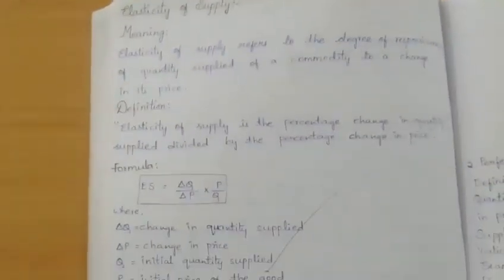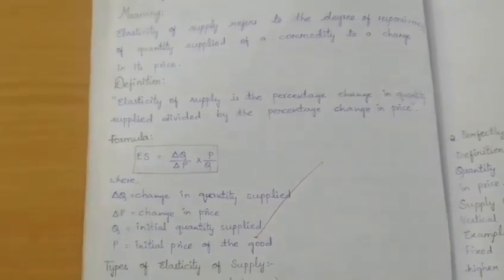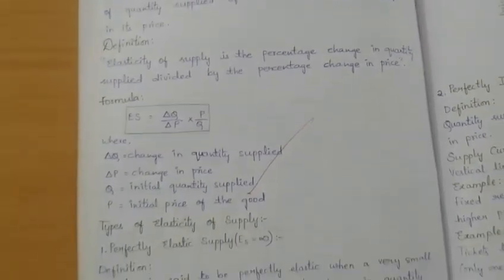Elasticity of supply. Elasticity is the same type as we had for demand. We again have 5 types of elasticity of supply: perfectly elastic supply, perfectly inelastic supply, relatively elastic supply, relatively inelastic supply, and unitary elastic supply. If you do the same thing for demand, you will know it for supply.